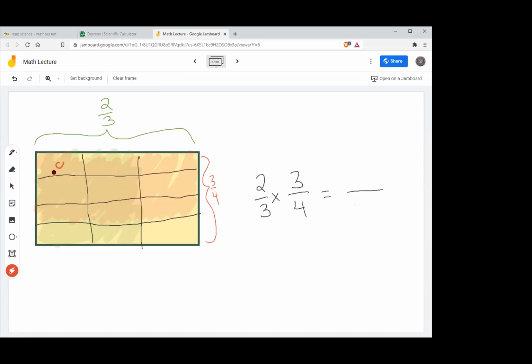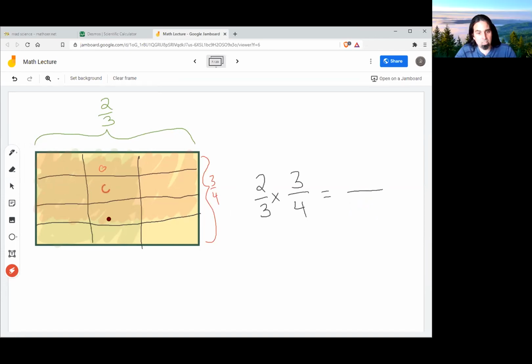12ths. 1, 2, 3, 4, 5, 6, 7, 8, 9, 10, 11, 12. Can everyone see on the picture the 3 times 4 equals 12 happening? Yeah. 3 here, 4 here, 12 boxes total. Okay, and then how much was overlapped? Shaded both ways. 6. 1, 2, 3, 4, 5, 6 was both.